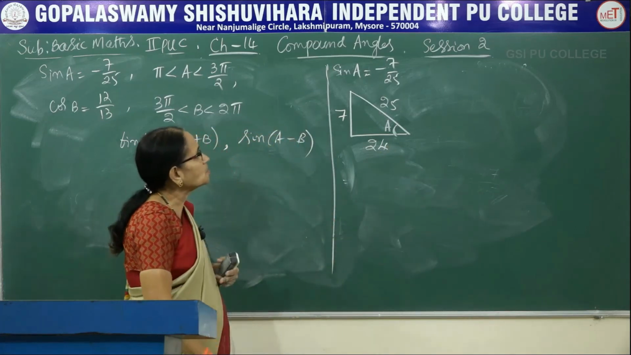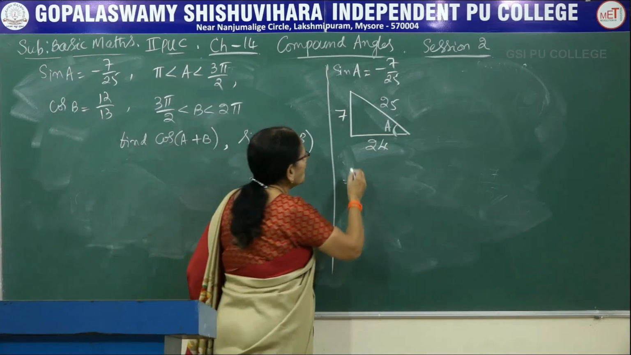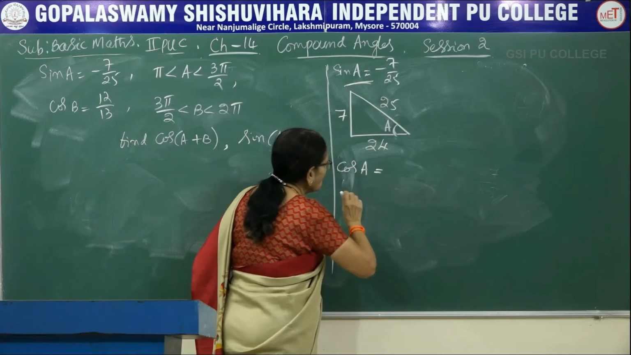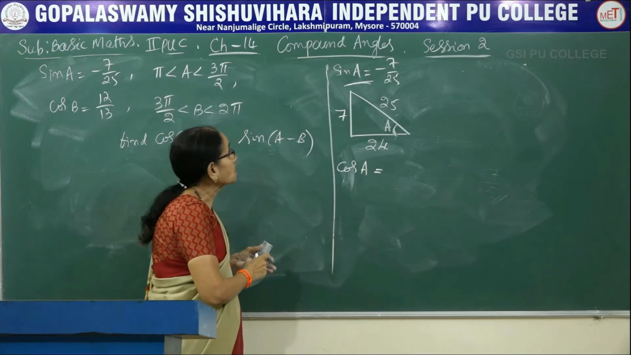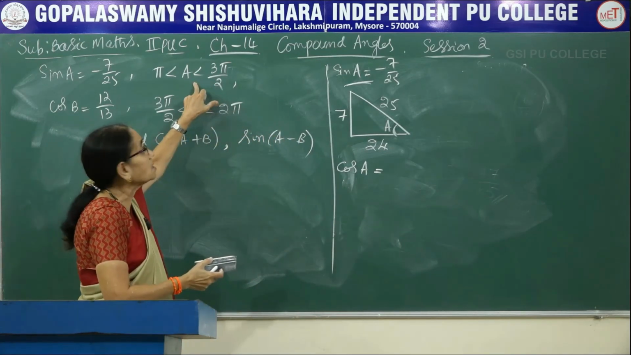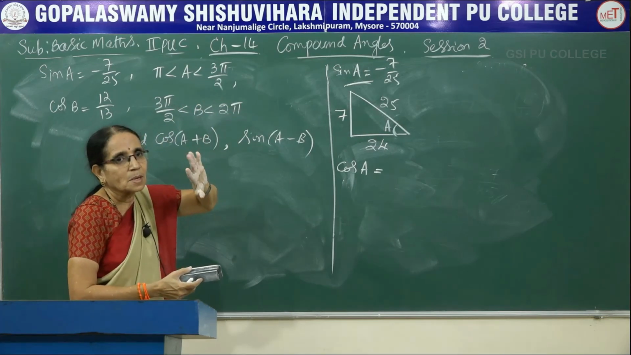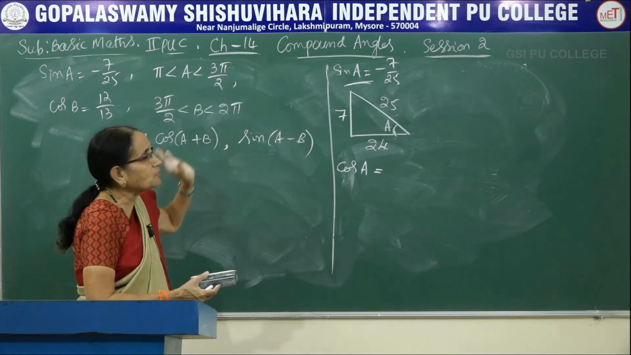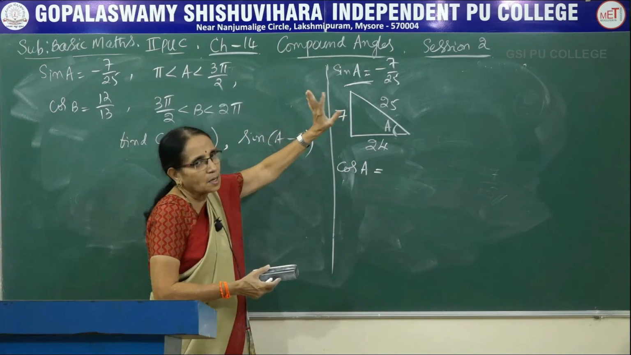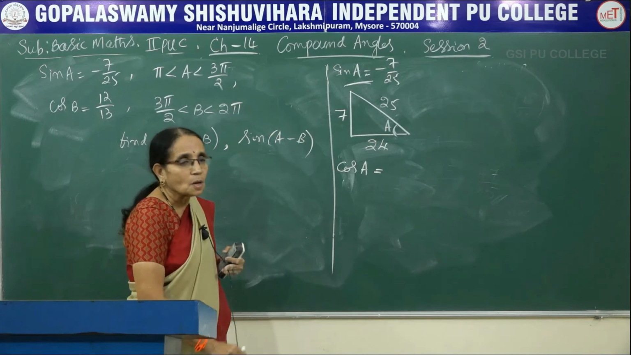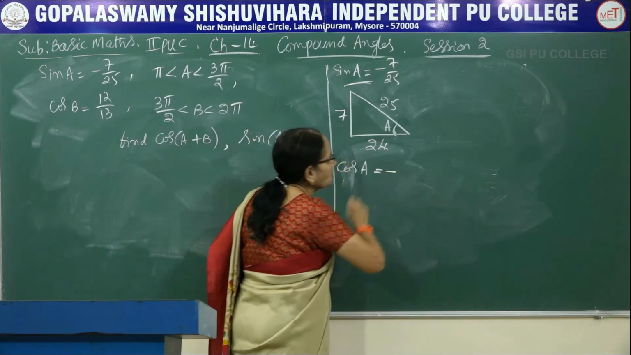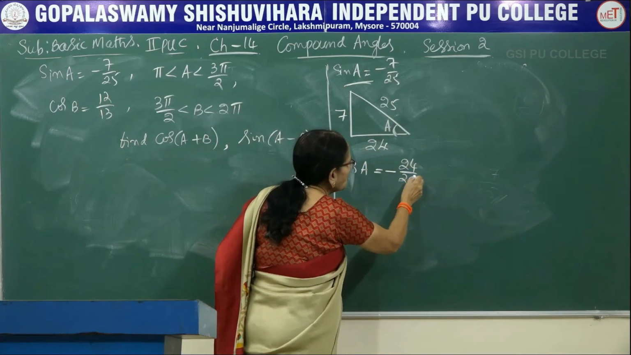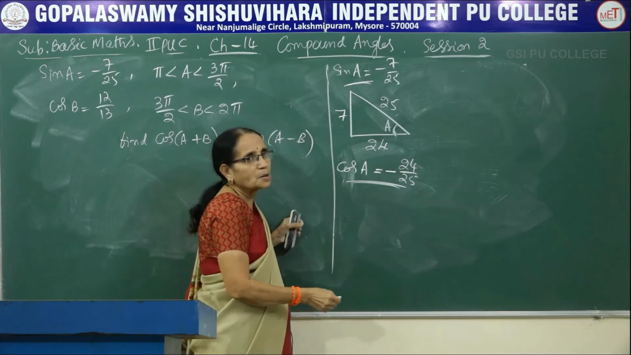So sin A is minus 7 by 25. Now I have to get cos A. Now look here, where does the angle A lie? It is lying in the third quadrant. In the third quadrant, as you know, both sine and cosine are negative. Sin A is given to be a negative number, cos A will also be negative. So write the minus sign here. Adjacent over the hypotenuse, so it is minus 24 by 25.